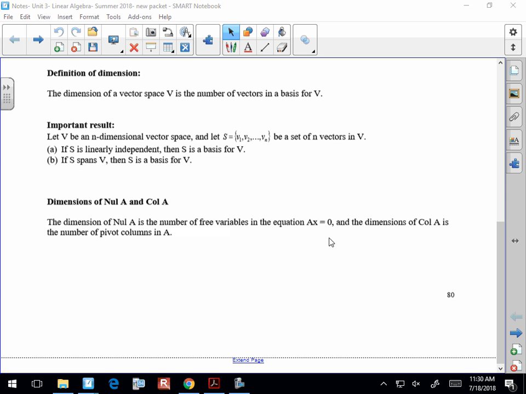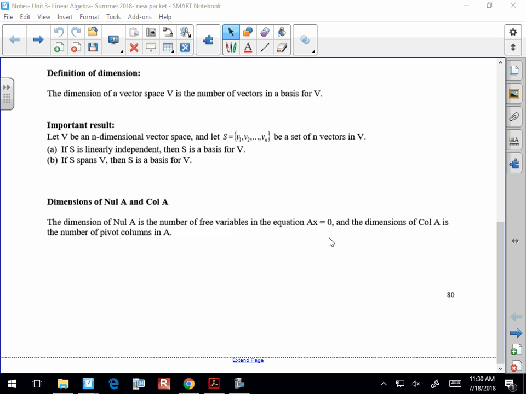If V is an n-dimensional vector space, and S is made up of the columns, and S is linearly independent, then S is the basis for V. So if we can identify linear independence, then we have shown that S is the basis for V. If S spans V, then S is the basis for V. Basically, if you identify one, that's good enough because they go hand in hand. If you've got one, you've got the other.